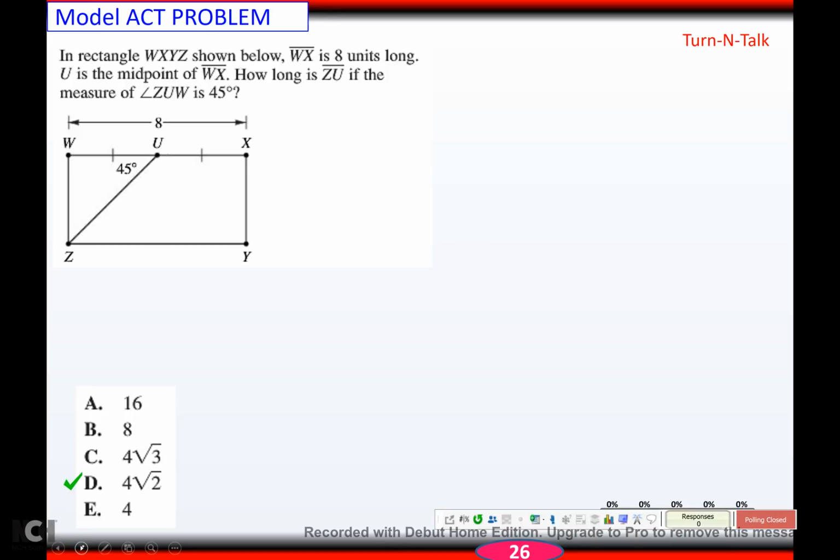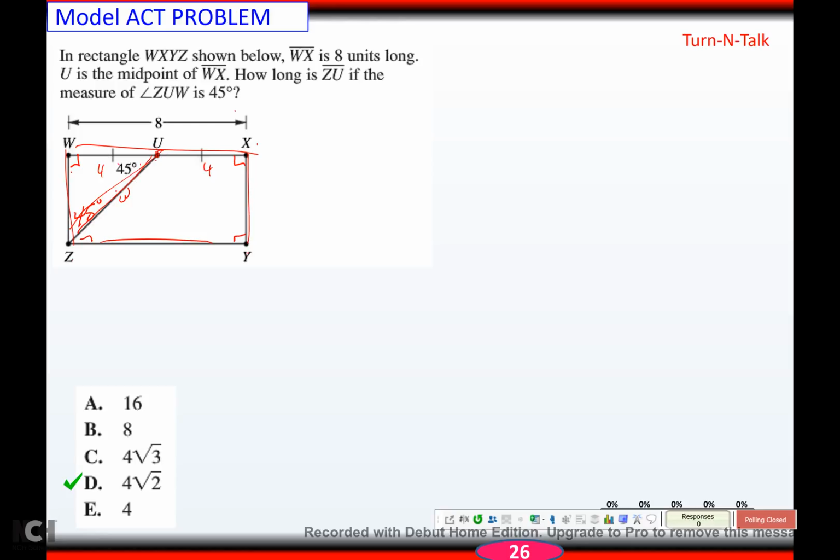And hopefully you got D. It says in rectangle WXYZ below, WX is 8 units long. U is the midpoint, which makes that 4 and that 4, of WX. How long is ZU? So we're looking for a little w. If the measure of ZUW is 45 degrees. Well, if this is a rectangle, then these are 90-degree angles. Follow? This is a triangle with a 90 and a 45, which means the third angle has to be 45 because they've got to add up to 180.